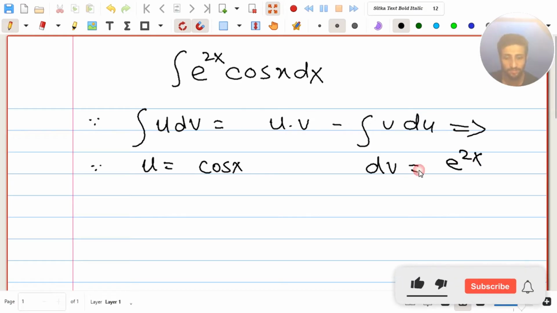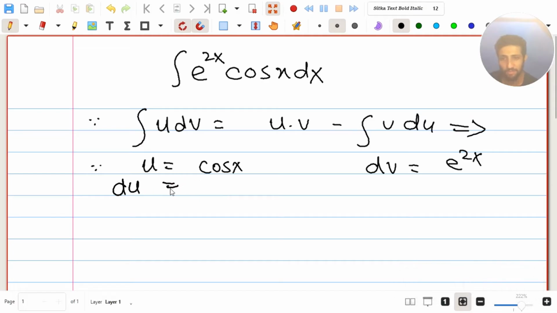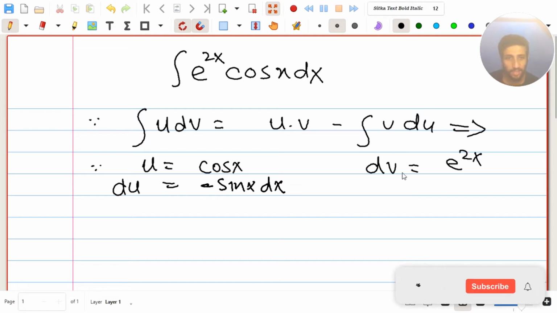Now, as you all know, I need to take the derivative of u equal to cos of x. If I take the derivative, then du is equal to minus sine of x dx. dv is equal to e to the power 2x. To find the value of v, I need to integrate it, and when I integrate it, I get v equal to e to the power 2x divided by 2.